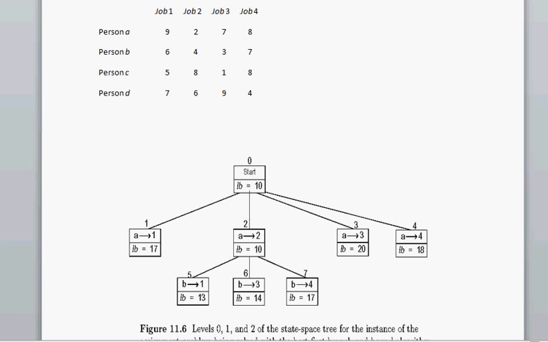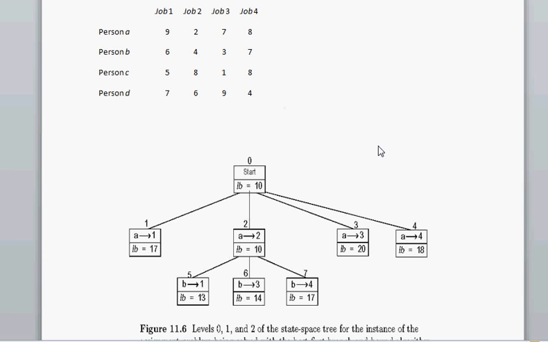So that will be in person A, the least cost is 2. In person B, least cost is 3. In person C, least cost is 1. In person D, least cost is 4. So you add this, 2 plus 3 plus 1 plus 4. So that gives you the root of the state space tree. That is lower bound equals 10, and you have not selected anything yet.